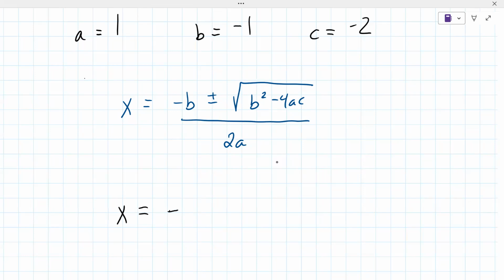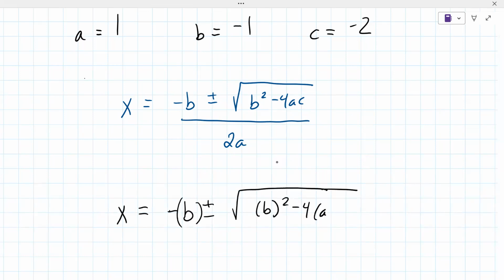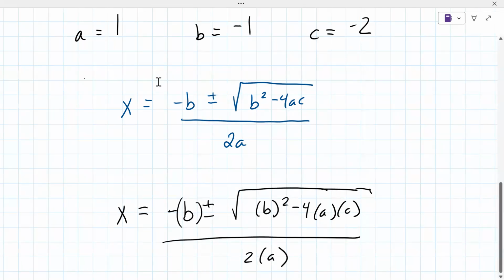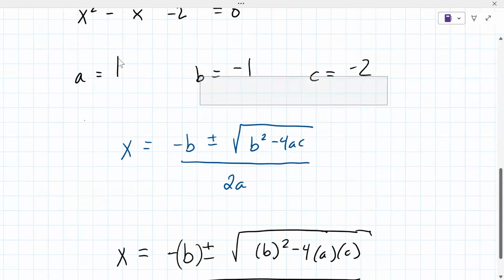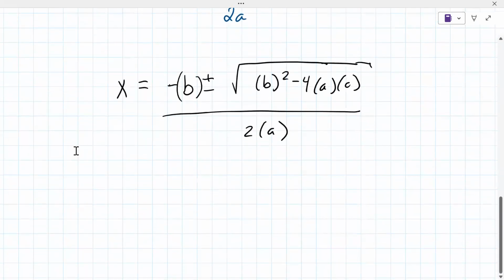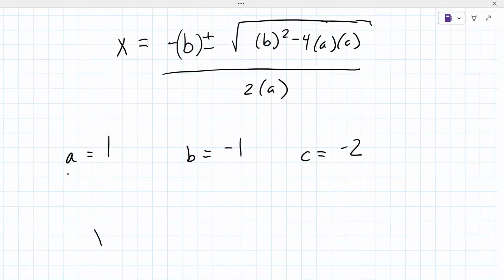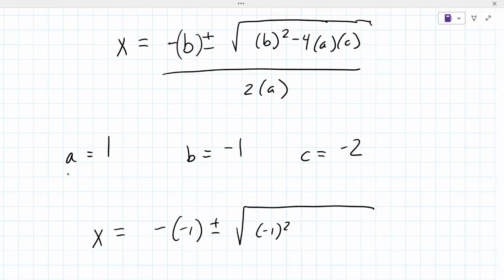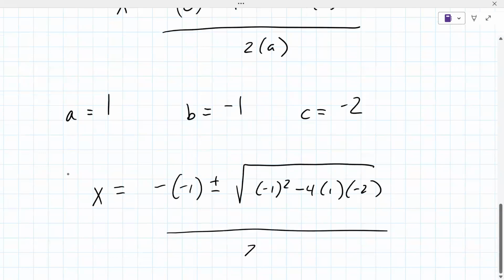All right, so this part's pretty important: the variables, the letters, are really in parentheses, just the letters. The reason this is important is most of the mistakes are made substituting in for the numbers. So when we do that next, hopefully you're still with me. I don't have enough room on the screen. So this looks like this: -1 plus or minus the square root of -1 squared minus 4 times 1 times -2, all over 2 times 1.